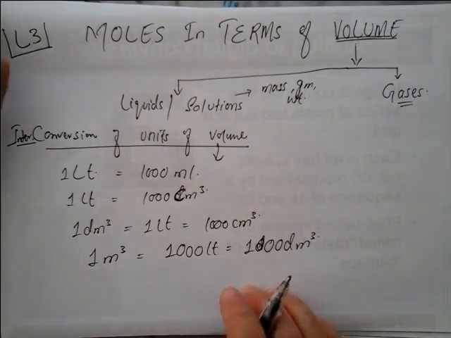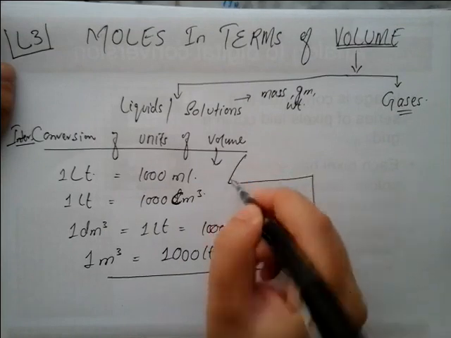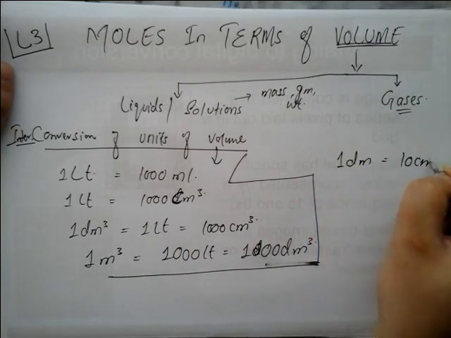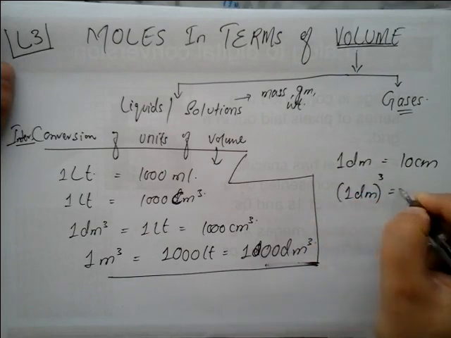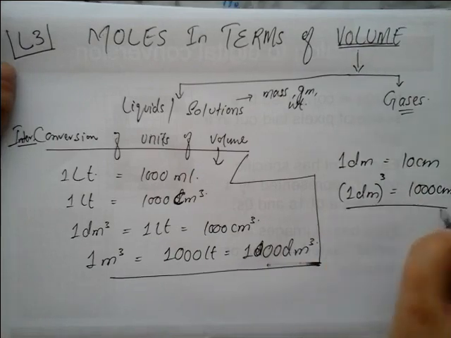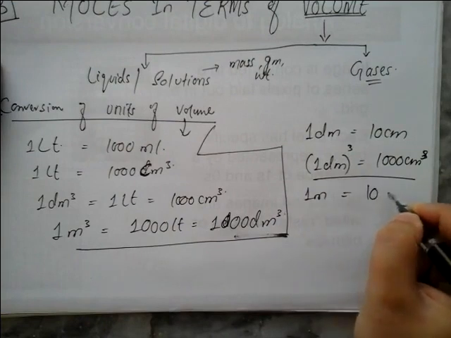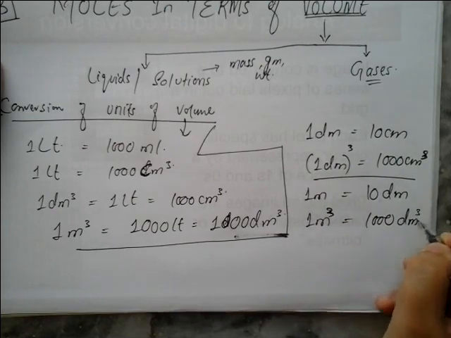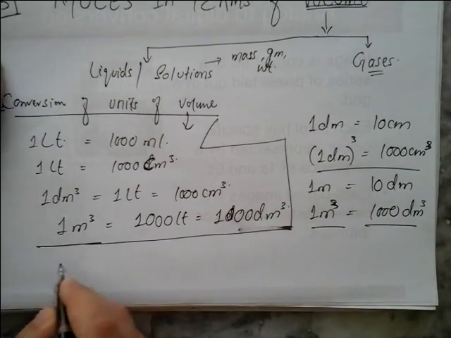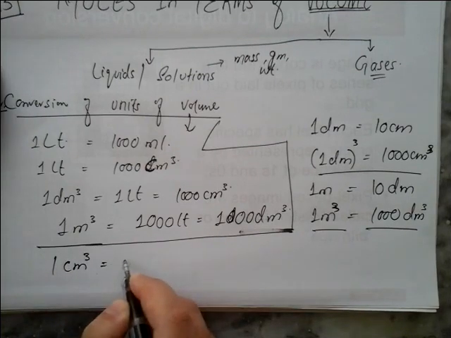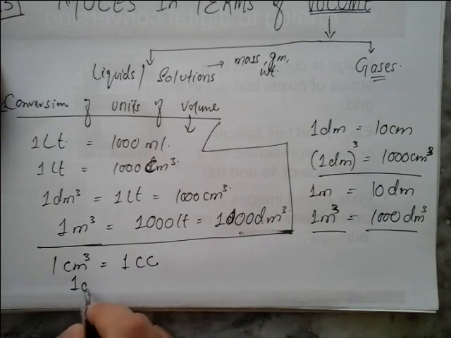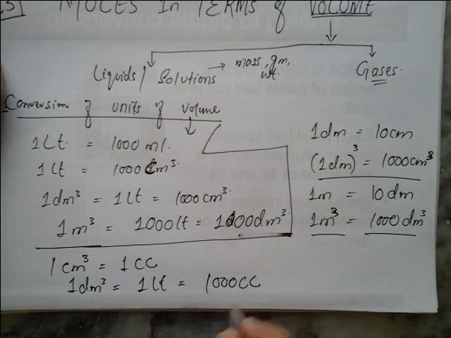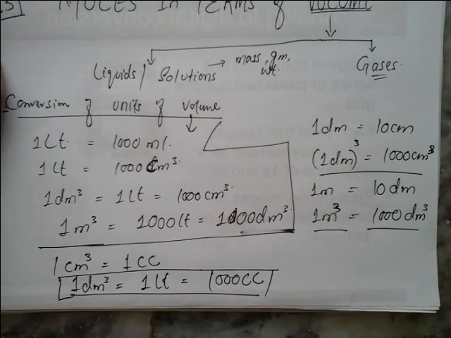So how does this come out? For example, we derive these values from the basic unit. We know that 1 decimeter is equal to 10 centimeter. So 1 decimeter cube would be equal to 1000 centimeter cube. That's simple. Is that clear? In the same way, we know that 1 meter is equal to 10 decimeter. So 1 meter cube would be equal to 1000 decimeter cube. Is that clear? This 1 centimeter cube is sometimes also called 1 cc. So 1 decimeter cube or 1 liter is also equal to 1000 cc. Is that clear? So this is the interconversion of units of volume.